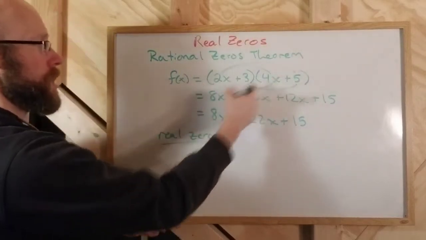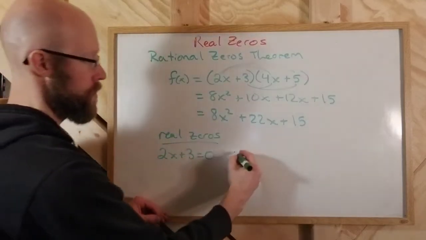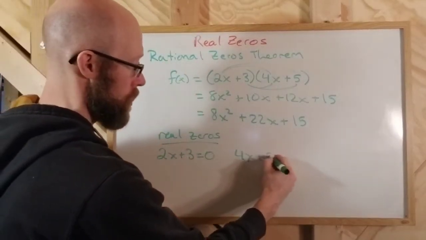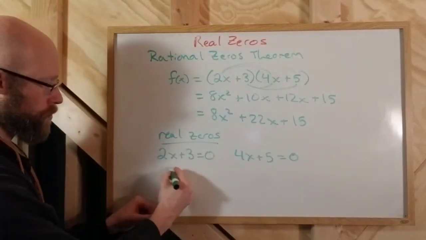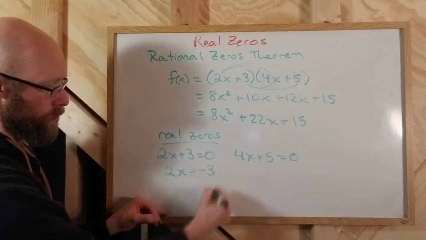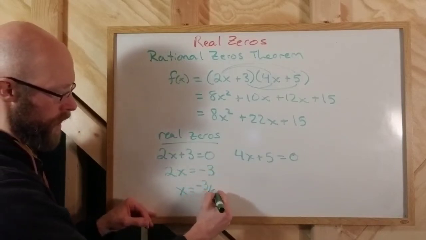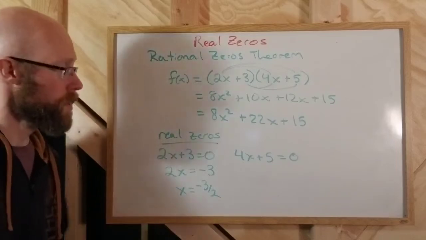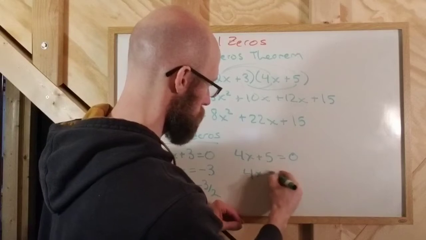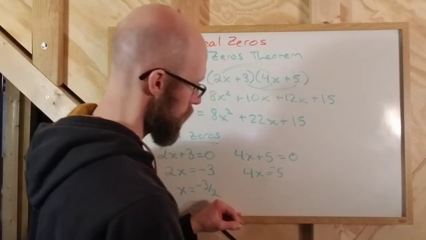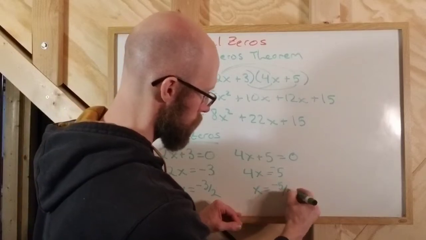The real zeros are found by setting each factor equal to 0 and solving for x. Here I would subtract the 3, I get 2x equals negative 3, and then I divide out the 2, I get x equals negative 3 halves. On this one, I would subtract the 5, I get 4x equals negative 5, and then divide out the 4, I get x equals negative 5/4.